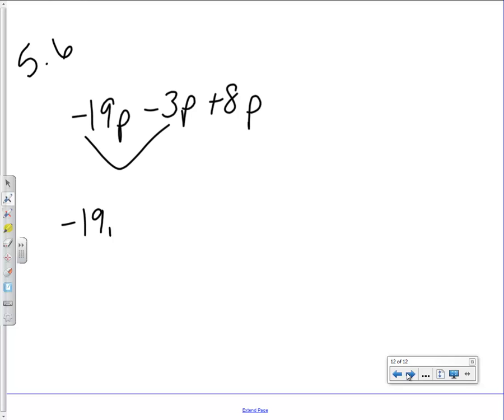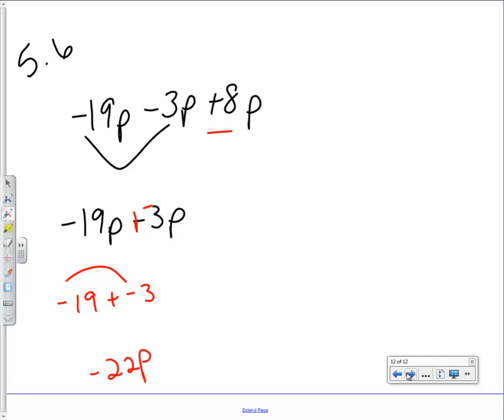So this is a problem I have. I change the sign of the one that follows. So I have negative 19 plus a negative 3 is what I have. P will be in part of my answer. I'm just ignoring it for a second, so my numbers is what I'm dealing with. So I look at this and I see that signs are the same, so I'm going to add and keep the sign, and so I end up with a negative 22p.